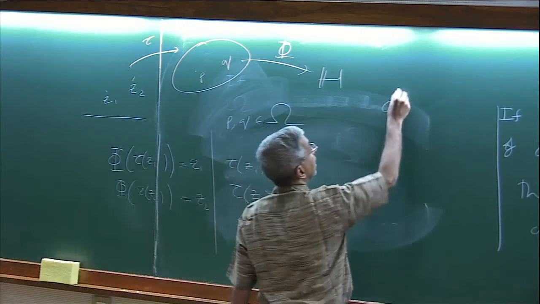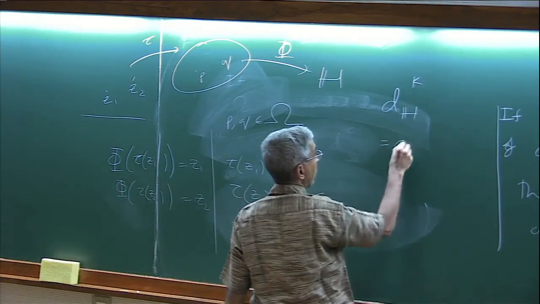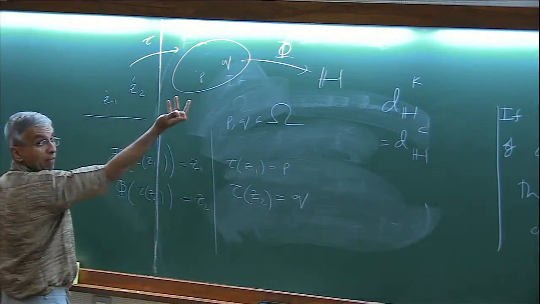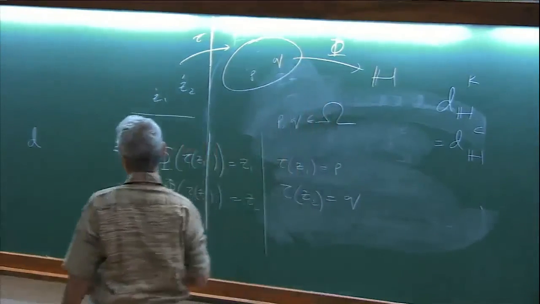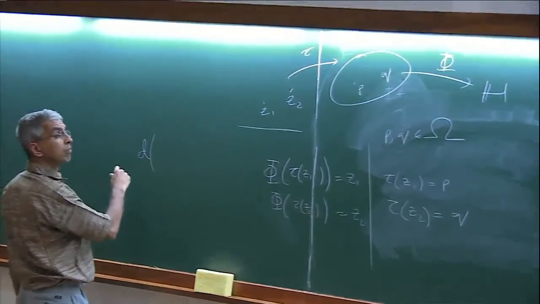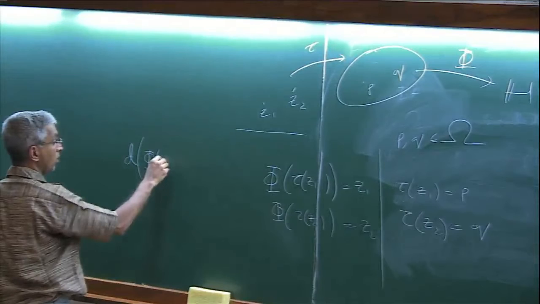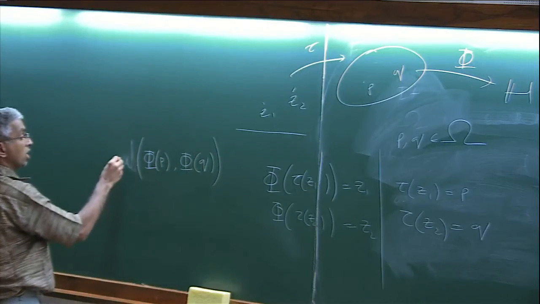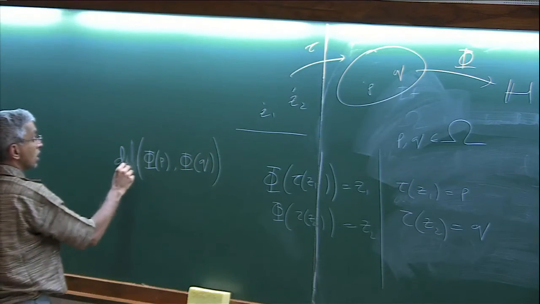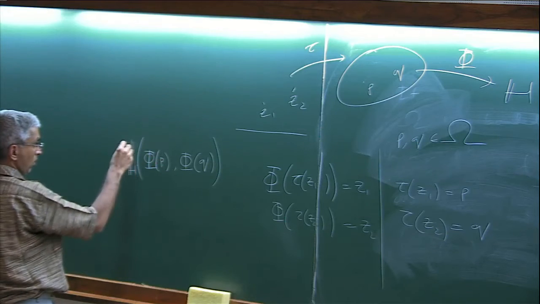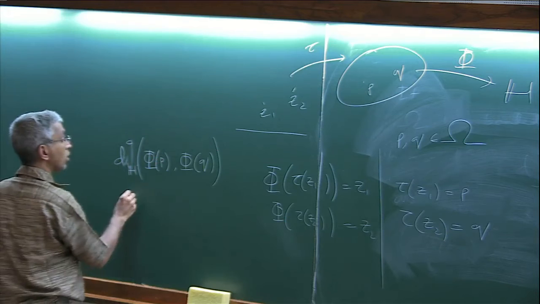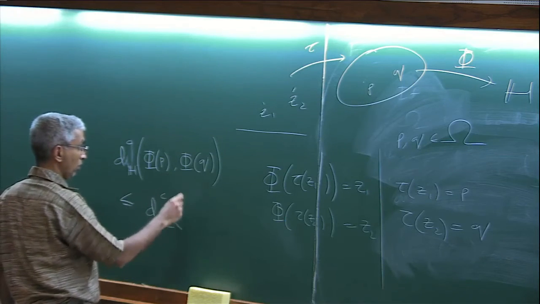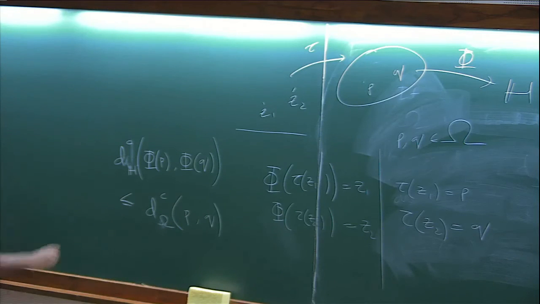The other thing we need is that on upper half space, both these metrics are the same. I have this, so let's apply the Schwarz lemma. First I'll apply it to this map. The distance between phi of P and phi of Q, the Carathéodory distance of the image, is less than or equal to the distance in omega of P, Q.